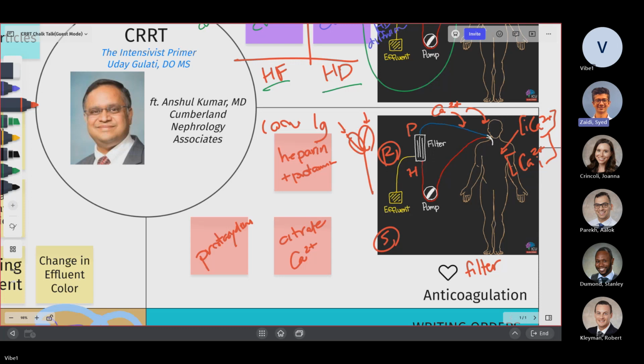Yeah, UpToDate usually recommends either using citrate or using heparin with a titration protocol with the APTT. Yes, that's what we usually use.